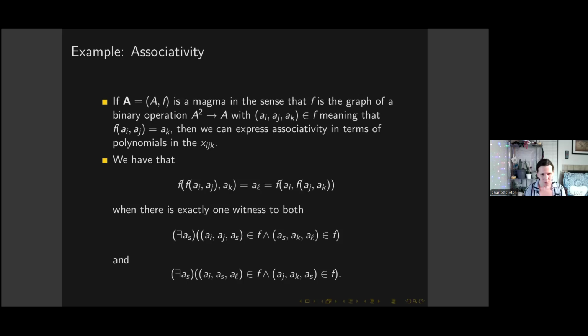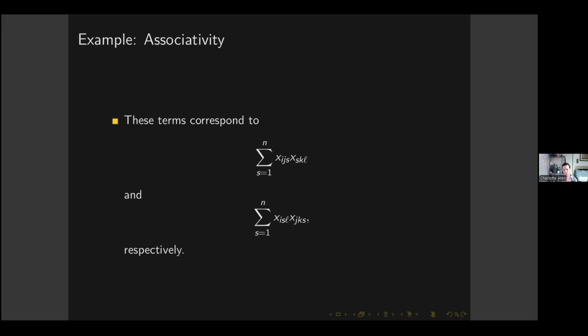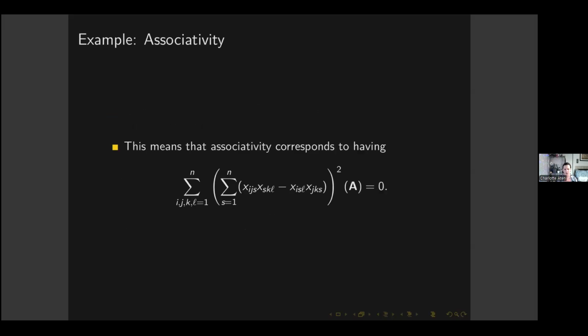Okay, so anyway, if we assume that we have a binary operation, we want exactly one witness to both of these formulas. So these terms would correspond to two polynomials, which, as I mentioned before, are like the polynomials that you would get if you were looking at the equations defining the algebraic variety or algebraic set that is the moduli space of associative real algebras. So we would want to have each of these things come out to one on a given structure.